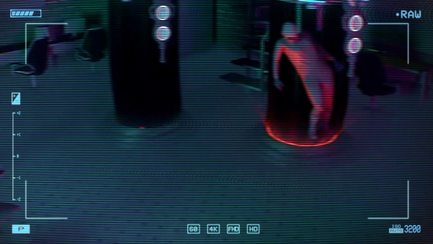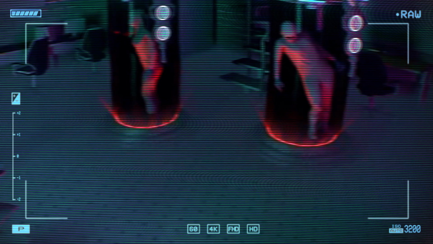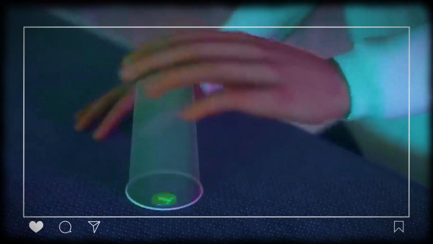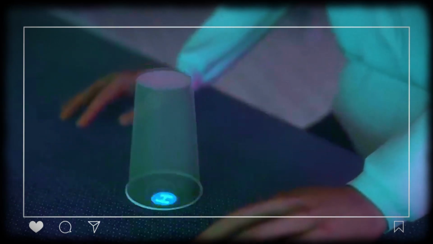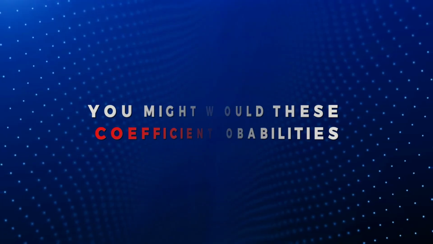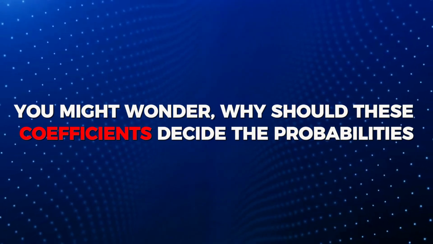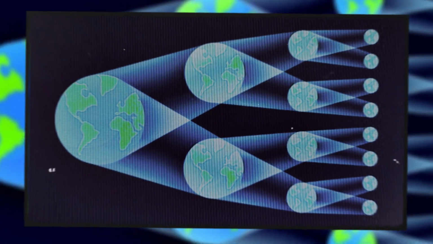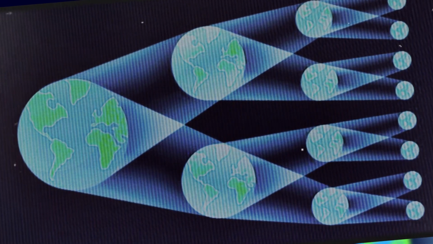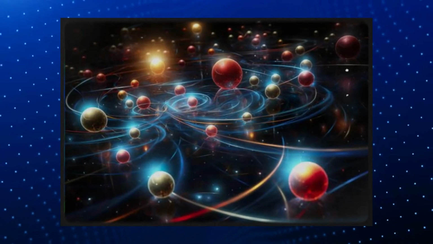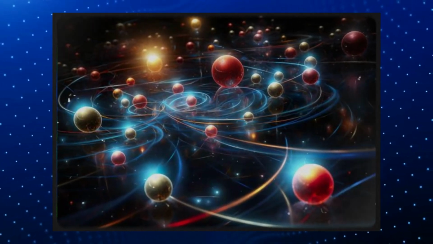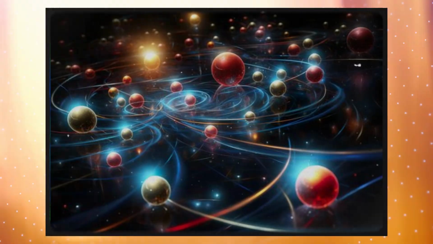Now here's where it gets tricky. The Born rule in quantum mechanics says that the chance of our coin landing on heads or tails is the square of its corresponding coefficient. If our coin is fair, both probabilities are a half. You might wonder, why should these coefficients decide the probabilities? That's where the many worlds interpretation comes in. It suggests something pretty wild. Every possible outcome of a quantum event actually happens, but in different parallel universes. And yes, it is as crazy as it sounds.